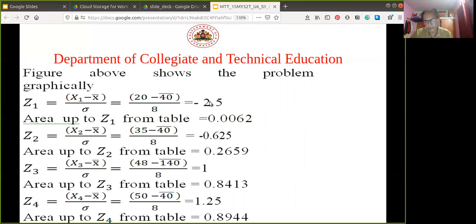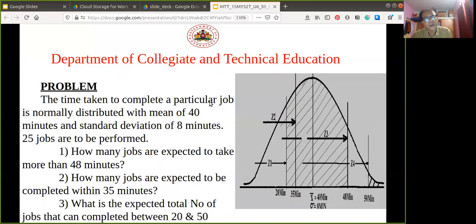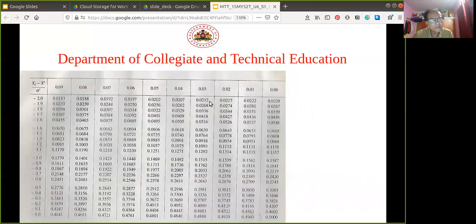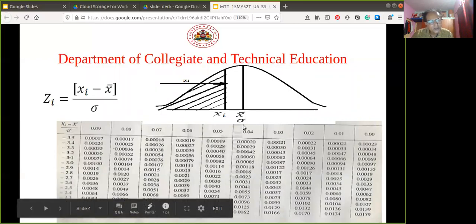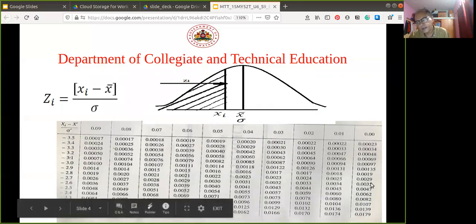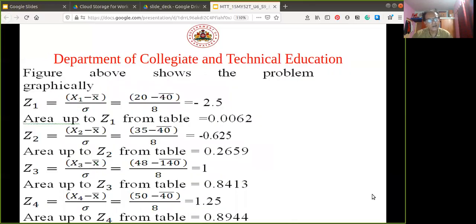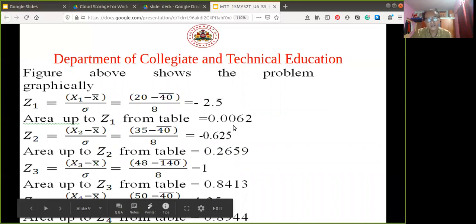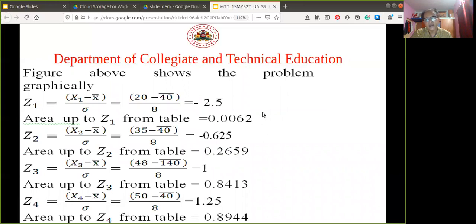I'll go to the table once again. For the value of Z equal to minus 2.5, you can see from the table that the area under the curve is 0.0062. So the area up to Z1 we get is 0.006.